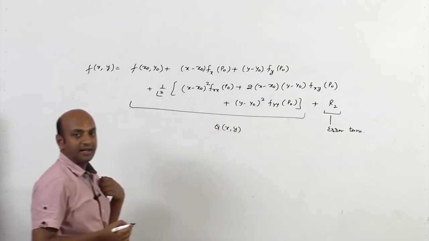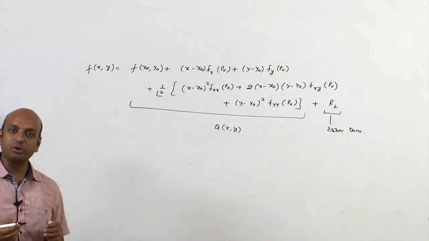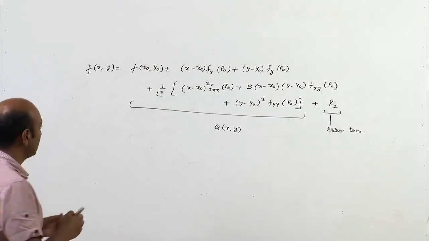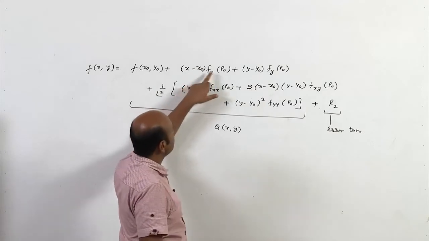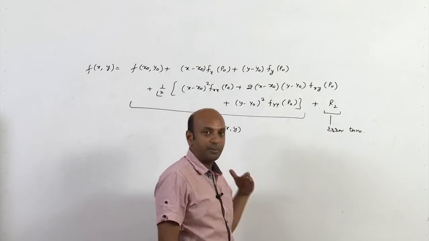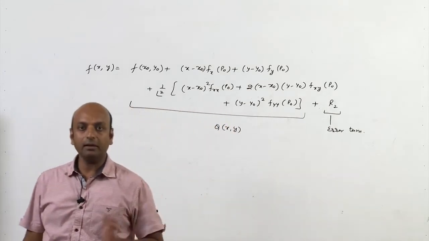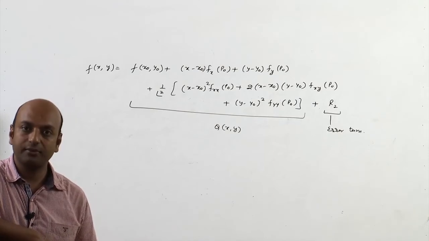So, how can we find the error term here? We can find the quadratic approximation of any f using this polynomial. You find the values of f_x, f_y, f_xx, f_xy, f_yy at p naught, and substitute them over here. So, you will get the quadratic approximation of a function f.